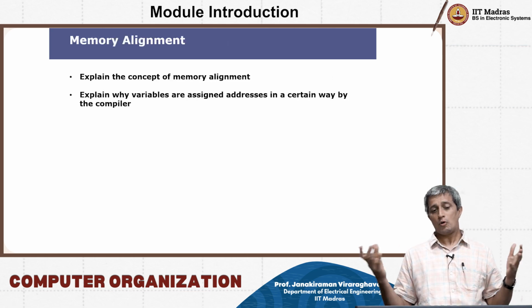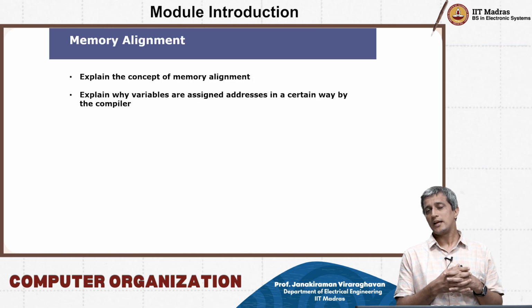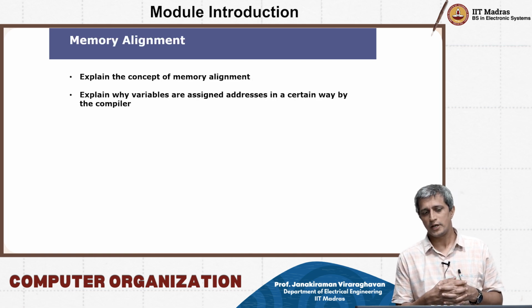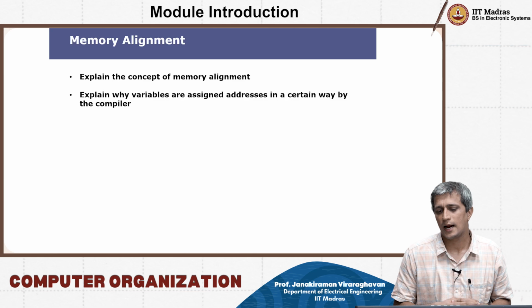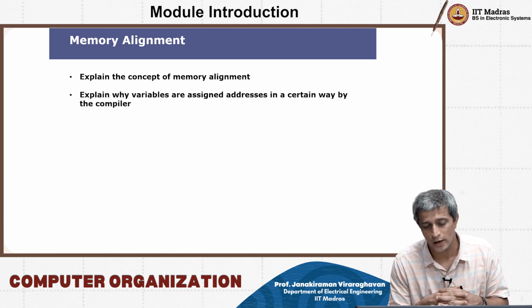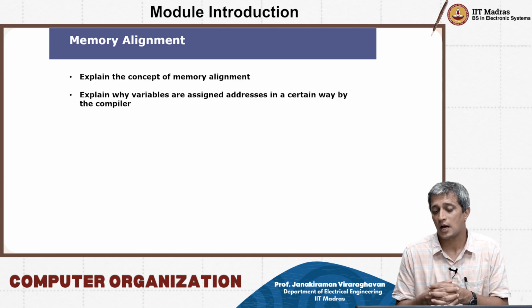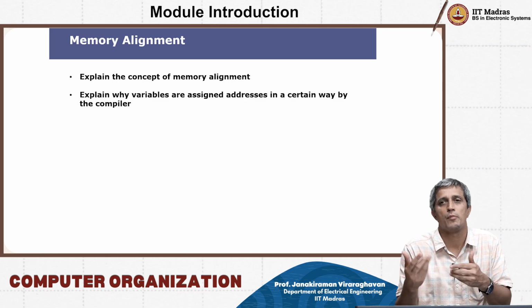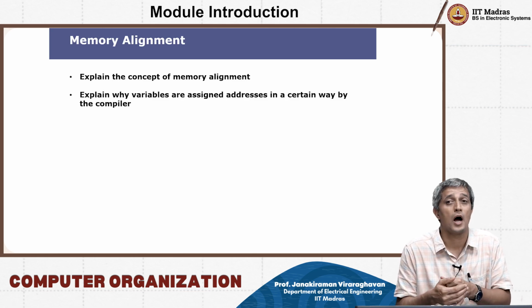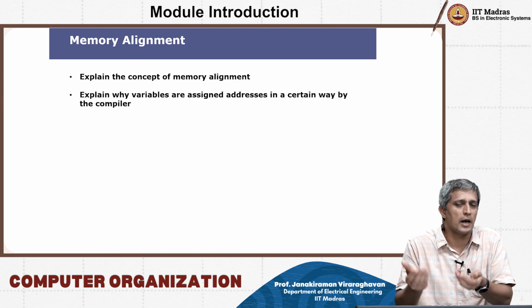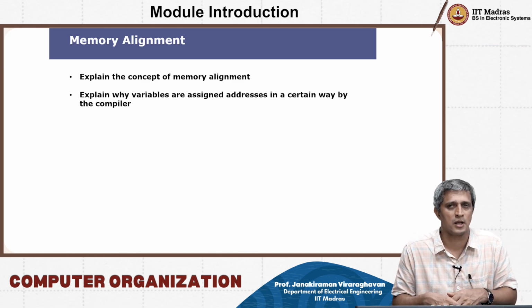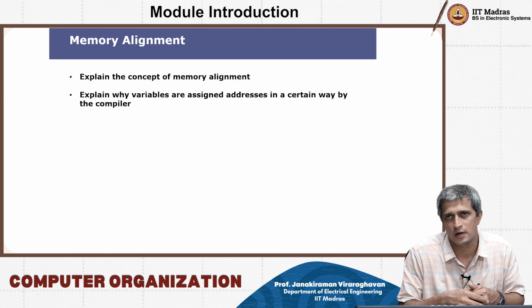So then we will talk about the idea of memory alignment, right? We'll tell you about what memory alignment is, and mainly we'll also tell you why variables are assigned addresses in a certain way by the compiler. What I mean is how local variables are given a certain address, how function parameters are given a certain address, and so on.